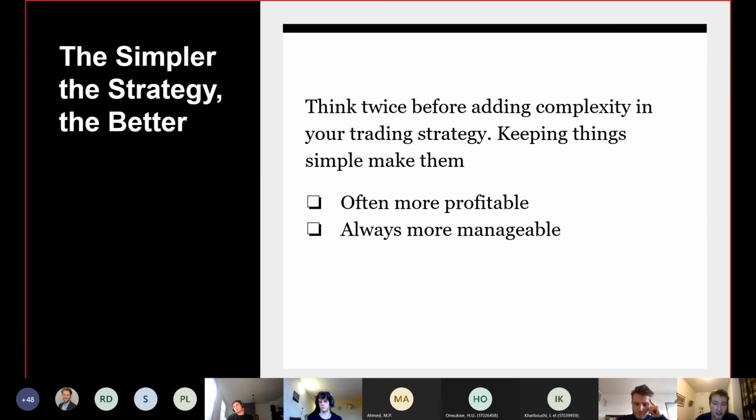To manage your strategy, the simpler it is, the easier it will always be to manage, especially when you go with automated stuff. You do want to keep things in a way that you can actually understand why the bot traded as it did, as a general rule. And they are often also more profitable, as we saw with the simpler strategy.